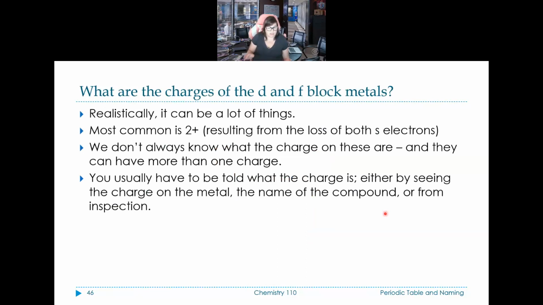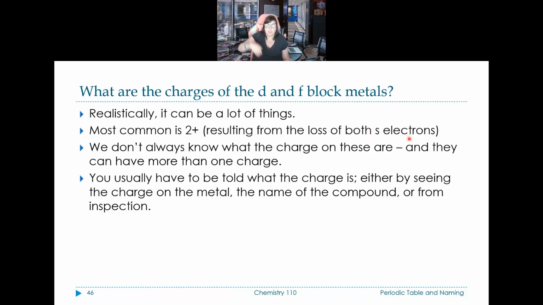Now, we said that the D and F blocks are different than a lot of other things. It's not as easy for them to lose a bunch of electrons or gain a bunch of electrons. So they can have many different charges. And it's not that easy to predict. The most common charge for them is 2+. That's resulting from the loss of both of the s electrons that they have, in that valence orbital.